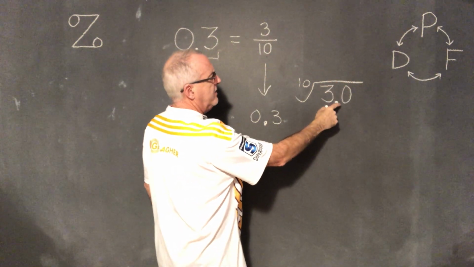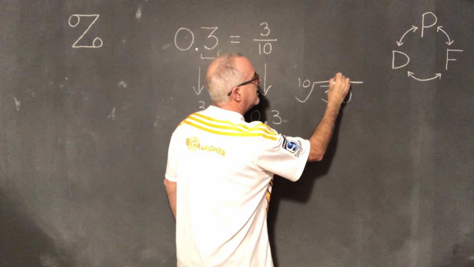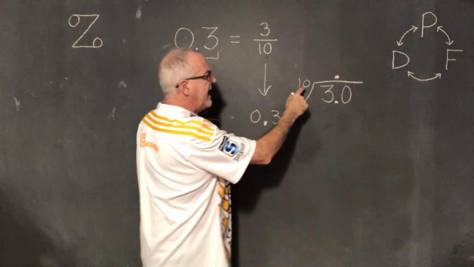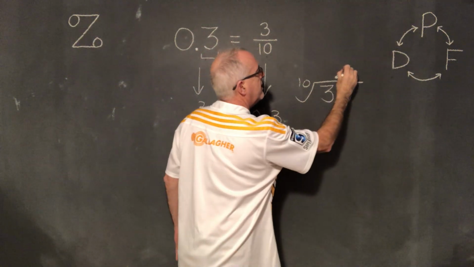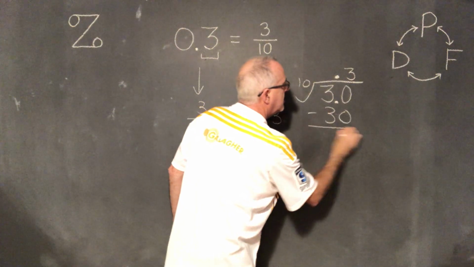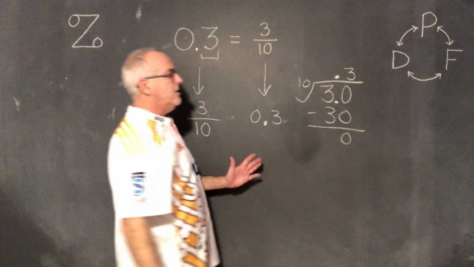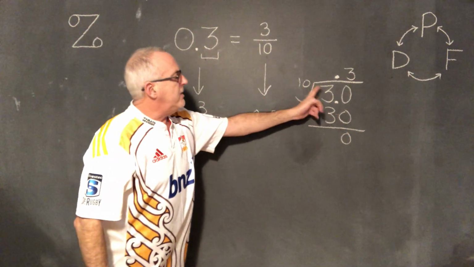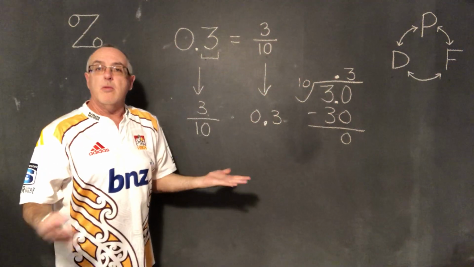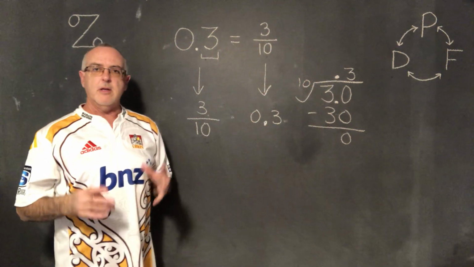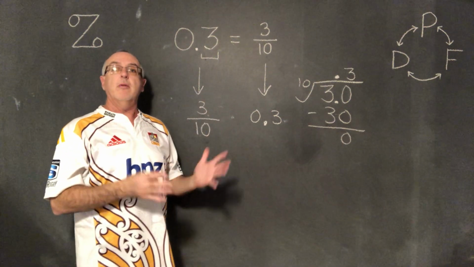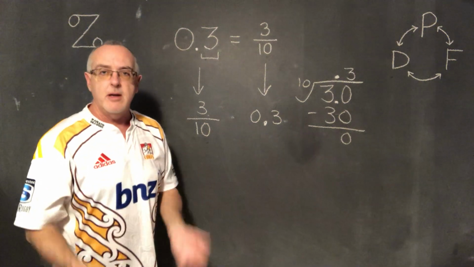Once I have that decimal here, I put a decimal right above it for my quotient. And 10 does fit into 30. How many times? 3 times. 3 times 10 is 30. I subtract, and I'm finished. So 3 divided by 10 becomes 0.3. That's another way of doing it. There's more than one way for us to show that we understand these numbers and that we can convert back and forth between the different forms of the number.